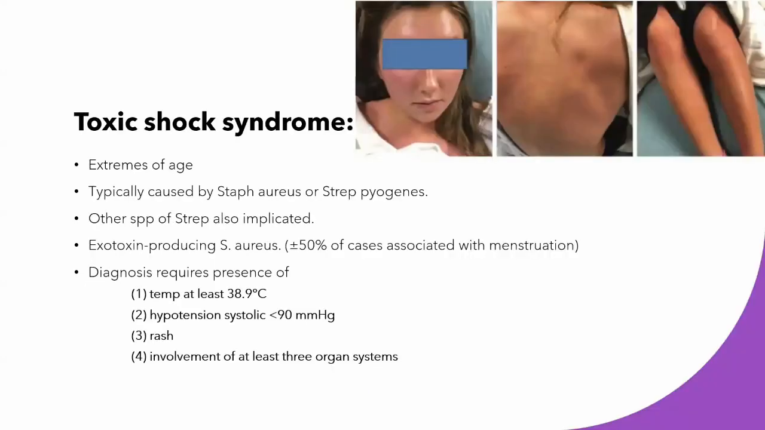Now, since we mentioned shock, let's talk about toxic shock. This also occurs in extremes of age, classically from staph aureus as well as strep pyogenes, but a lot of other species have been implicated. In the 1980s, because of the exotoxin produced by staph aureus, and back then the way tampons were manufactured, this was strongly associated with menstruation. I'm sure a lot of people have heard of this, but since then we've become a bit wiser and the manufacturing process has changed and it is no longer the case. Just important to put that out there.